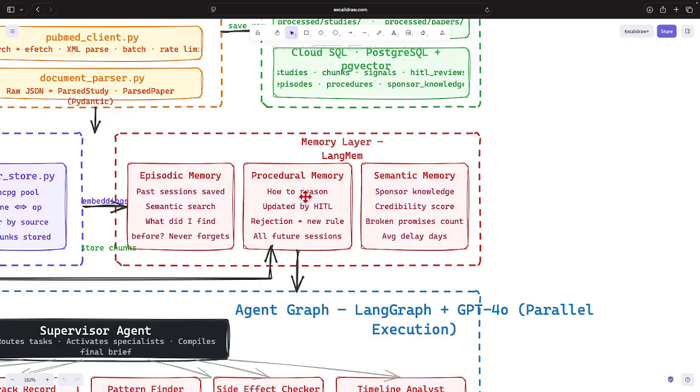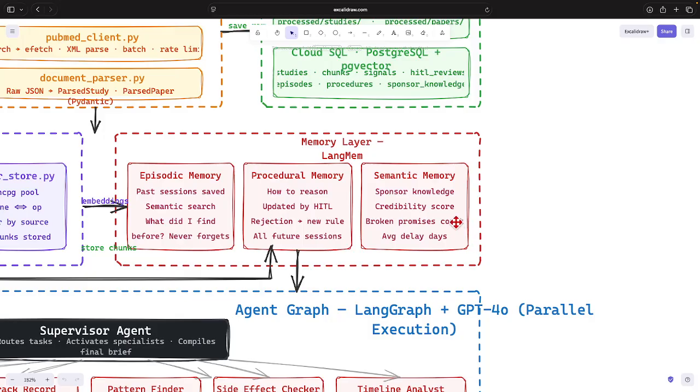The next is procedural memory. Procedural memory stores the reasoning rules each agent will follow. You can imagine it as system prompt instructions also. Crucially, these rules update when a human tells the agent that it was wrong. So procedural memory is going to keep updating your system prompts as per the human input.